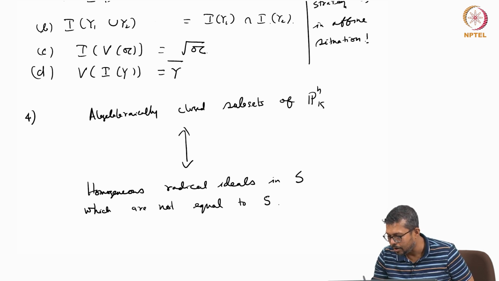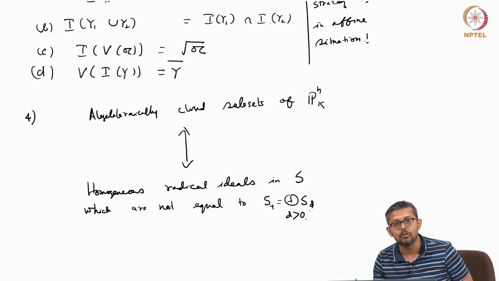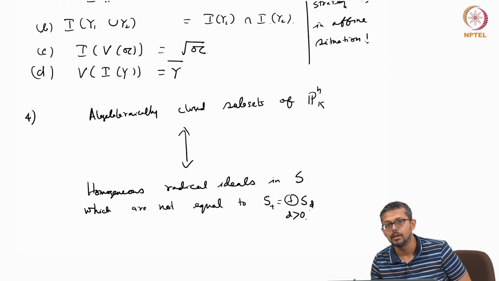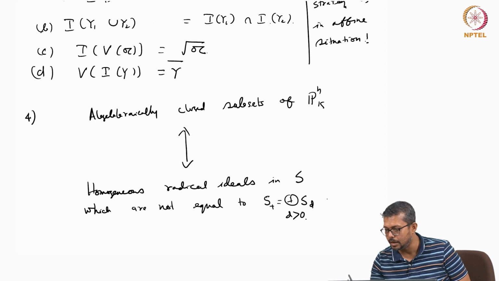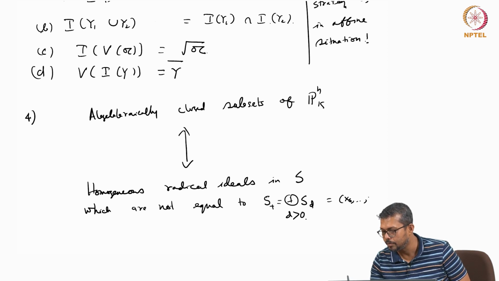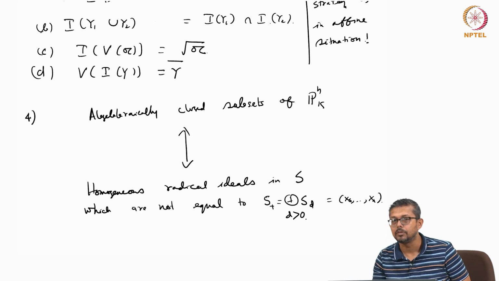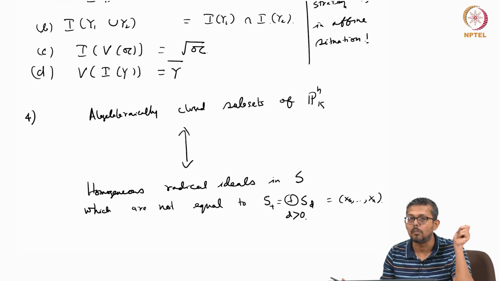So, that is, you can write it as S plus, which is nothing but the degree S d greater than 0. Because if you have x0, x1, xn, that means all the polynomials are there, right? So, this is nothing but your x0, xn. Right.